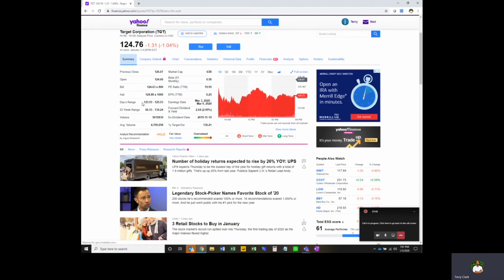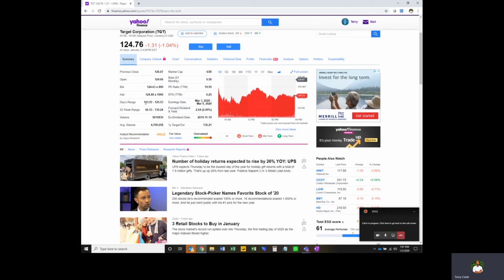Now the day's range. During Friday's session, you can look at this chart. The lowest the stock traded for during Friday's session was $123.93. If you look at this chart, it's somewhere right around here, around 11:14 a.m., when it reached its lowest value of the day. And at some point during Friday, it got up to $125.53, right around here, almost 12:50 p.m.